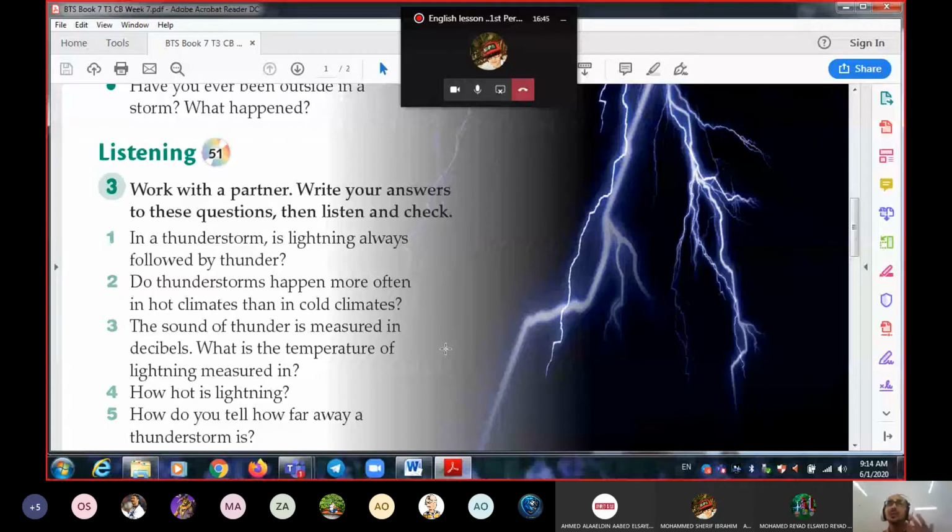This is concerning the form. How can we write using the present simple tense? If a sentence starts with he, she, or it, we add s. Yes. If the sentence starts with they, we, you, we don't put s.